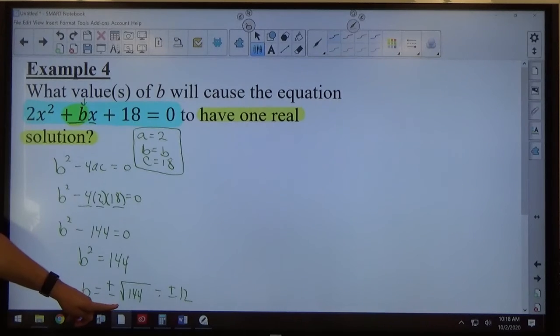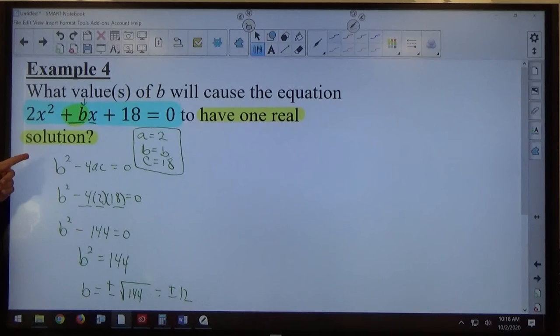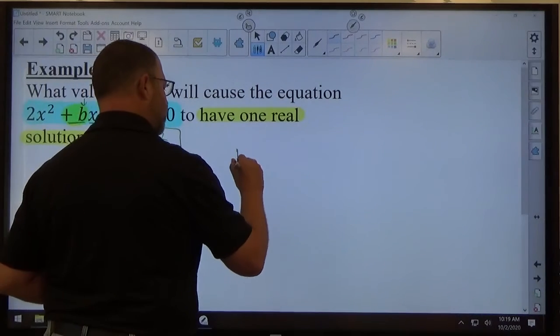So when b is equal to plus or minus 12, b squared minus 4ac is going to equal 0, causing us to have one real solution, right? So what values of b will cause the equation? The answers are plus and minus 12.